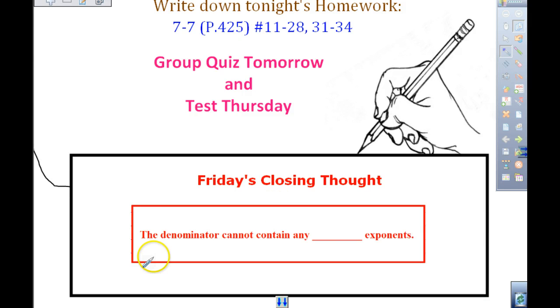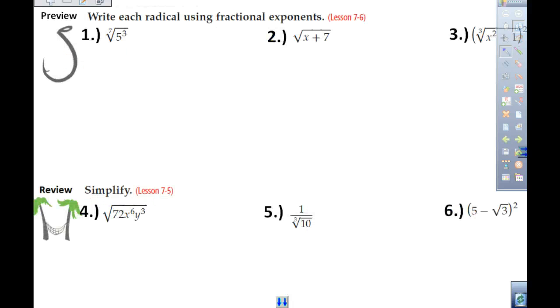A little review from Friday. Denominator cannot have what? Fraction. Yeah, it's actually 2. You cannot have fractional exponents. And also you cannot have negative. Okay, so 2 parts. That's what we just went over on number 17. Did that. Here's a lot of review. This is all included in what we just kind of went over.